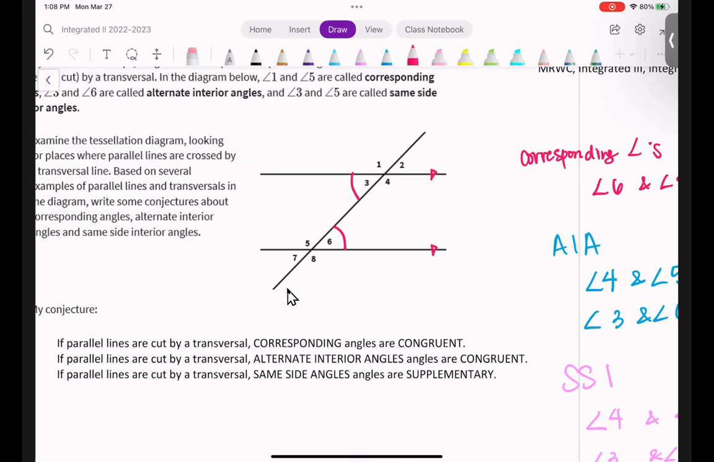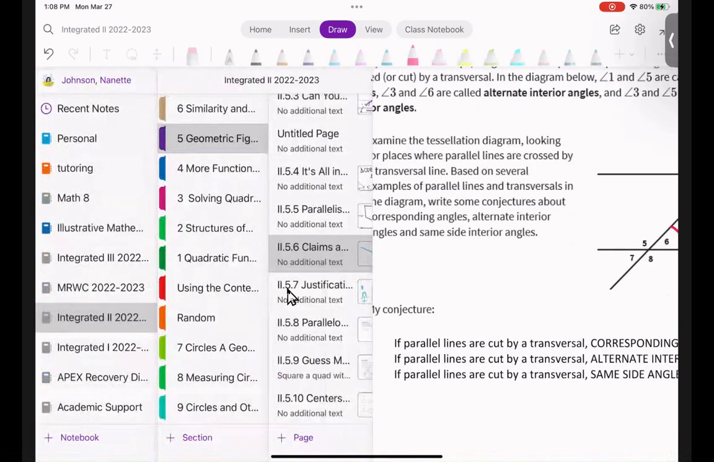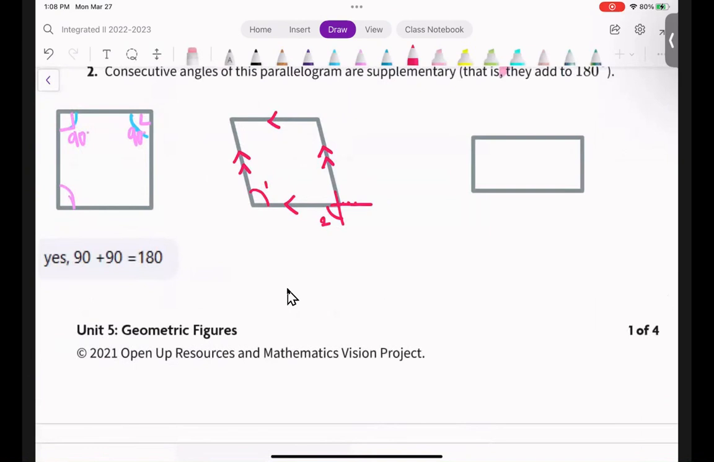So that, to me, I could actually use another one of those, but I'm not going to because I just like this one better. So if angle 1 is congruent to angle 2, tell me about angle 3. What do you know about angle 3? If angle 1 is congruent to angle 2, what do you know about angle 3?